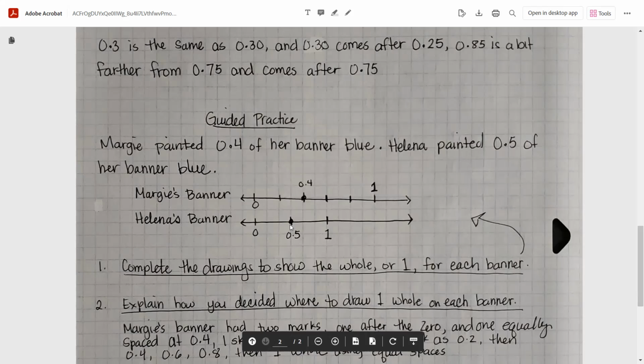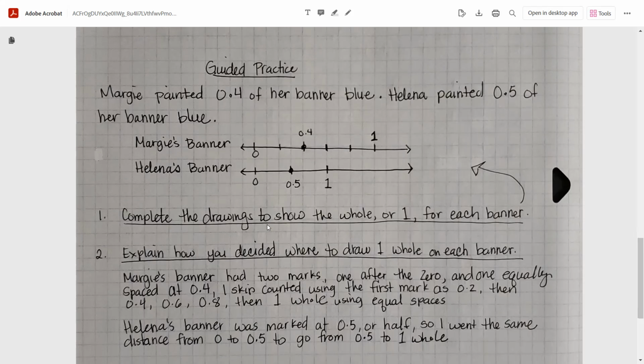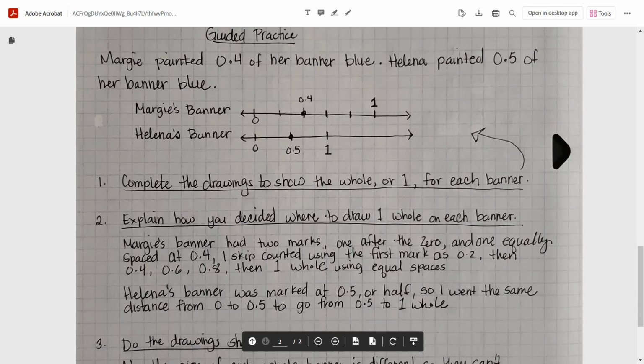For Helena's banner, they showed us that right here is the 1/2 or the 0.5 mark. So if this is halfway, I'm going to go the same distance to get to the 1 whole, because remember 0.5 is half. For number 2, explain how you decided where to draw 1 whole on each banner. So for Margie's banner, we had 2 marks, one after the 0 and another one that was equally spaced apart that was at 0.4. So if these are equally spaced apart, I knew I was going to be skip counting by 0.2s. So the first mark was 0.2, then I had 0.4, and then I continued making equal size marks to 0.6, 0.8, and then 1 whole. For Helena's banner, it was already marked at the 0.5 or the halfway mark. So I went the same distance that she went from 0 to get to 0.5. I went that same distance after the 0.5 to get to the 1 whole.